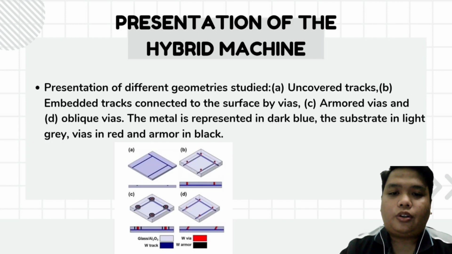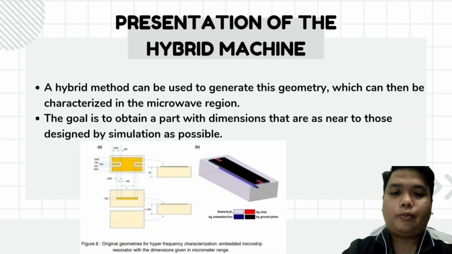The presentation of different geometry studies: A, uncovered track; B, embedded track connected to the surface by vias; C, armored vias; and D, oblique vias. The metal is represented in dark blue and the substrate in light grey, vias in red, and armor in black. A hybrid method can be used to generate this geometry, which can then be characterized in the macro region, so it obtains a part with dimensions as near to those designed by simulation as possible.